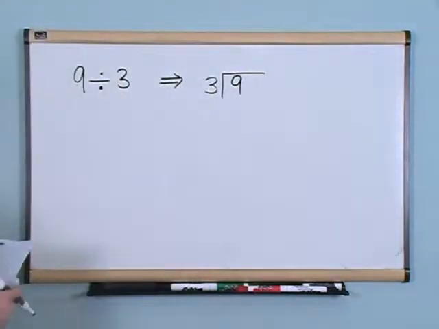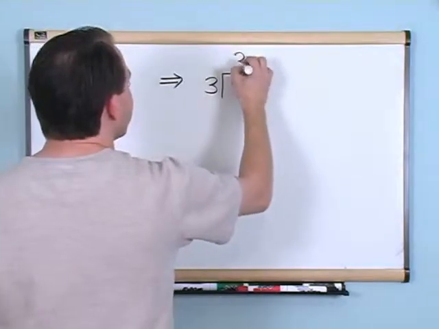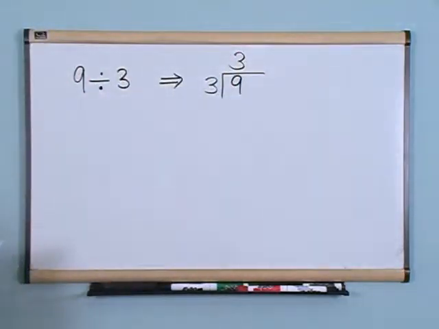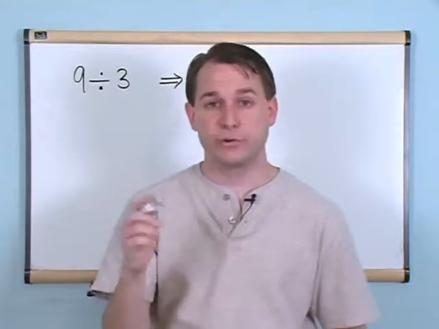So what we want to do is say 3 times what number gives me 9? 3 times 3 gives me 9. So the answer is 3, okay? Now, that is the answer. You can circle that.